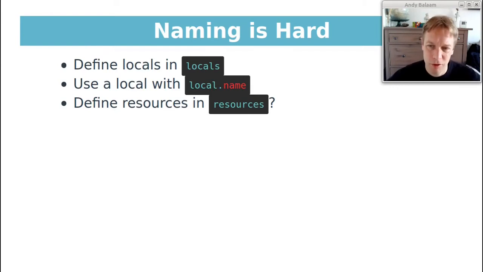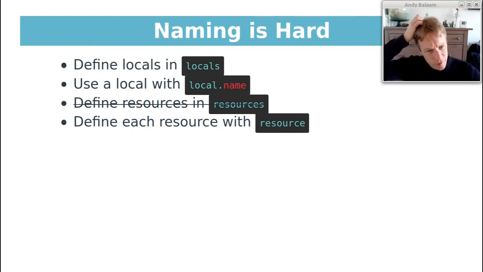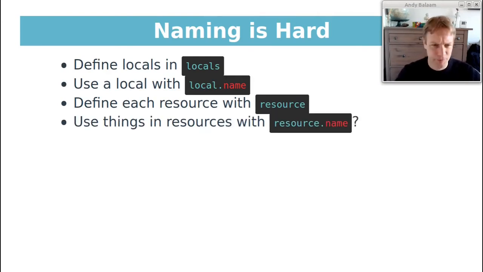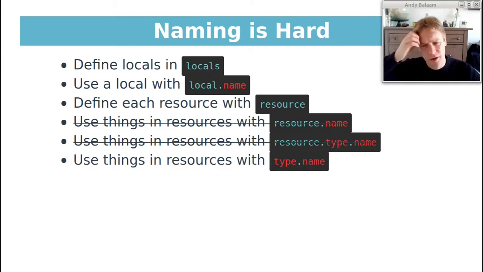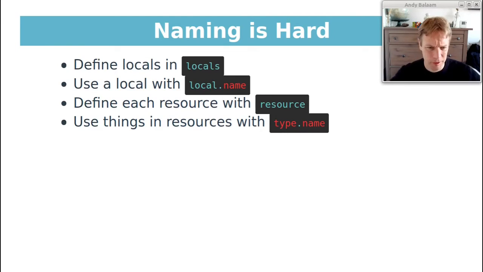So how about resources? Would we define then resources in a resources block? What do you think? Well, no. You define resources separately, with each block being called resource. Not too bad so far. How about if you want to use a resource? Perhaps you'd use it with resource.name, similar to how we use locals. What do you think? Nope. Or perhaps we'd use it with resource.type.name because each resource has a type. What do you think? Nope, you use it with type.name. So you got this namespace for local, but then the types are their own namespace.